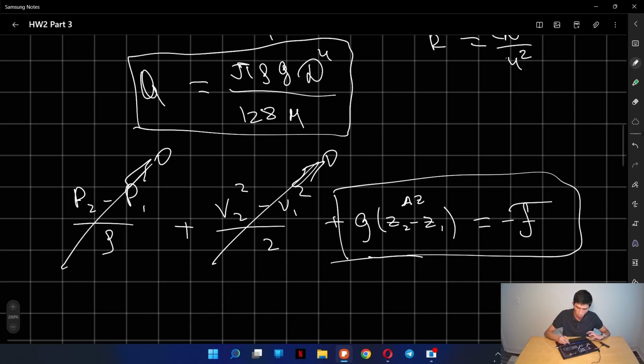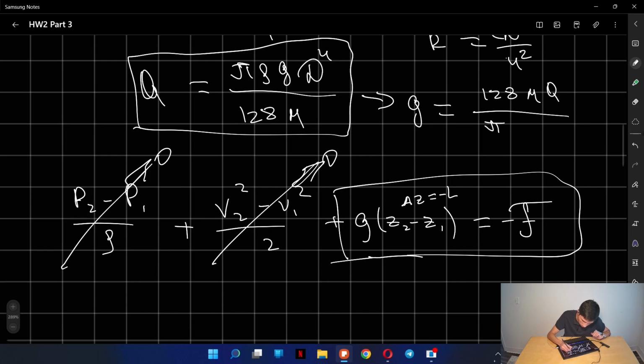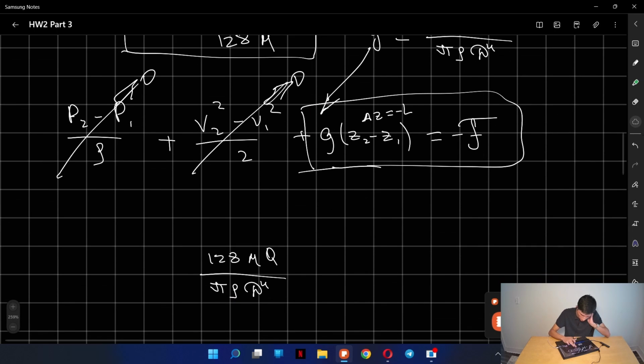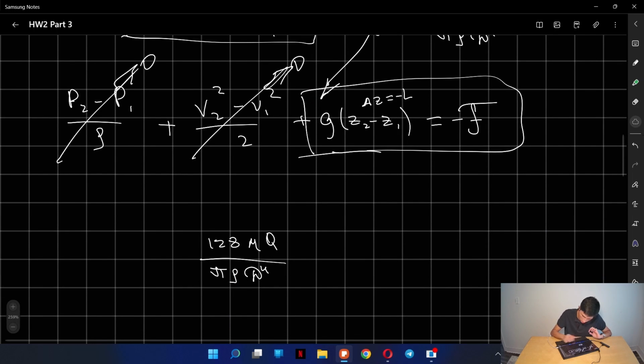So we can write that as negative L. And from this equation right here, I can solve for g, right? So what I'm going to have is 128 mu times q over pi rho g, g to the fourth, right? And I can get that g and plug it into my Bernoulli equation. Okay, so let me copy this and paste it here.